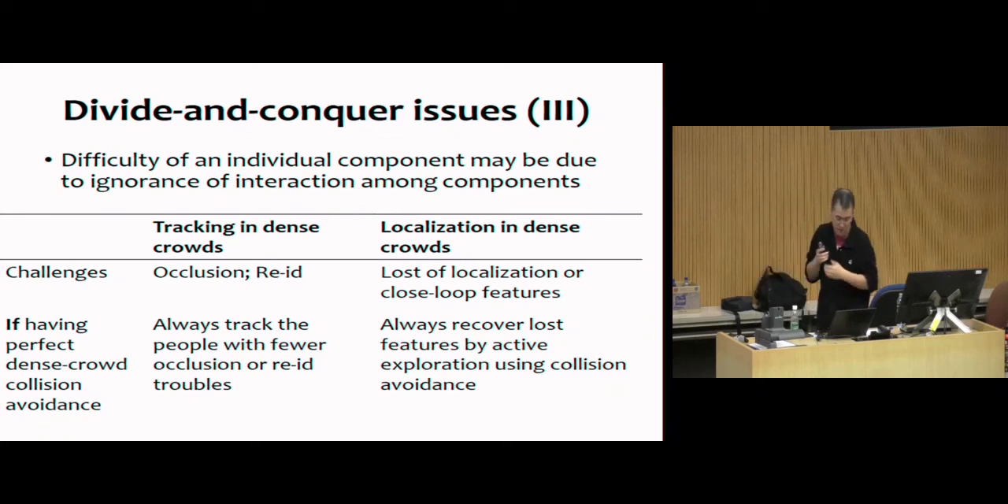Another difficulty in the dense crowd is how to maintain very high quality localization. This is very difficult, because the features may be occluded, so you may lose the localization or the closed loop features. However, if you have perfect or high quality dense crowd collision avoidance, this is also a relatively simple problem, because you can always recover the lost features by actively exploring environments using the collision avoidance. We will give examples about how to perform localization in dense crowds in our slides later. So this is the third limitation, for the divide and conquer issues.